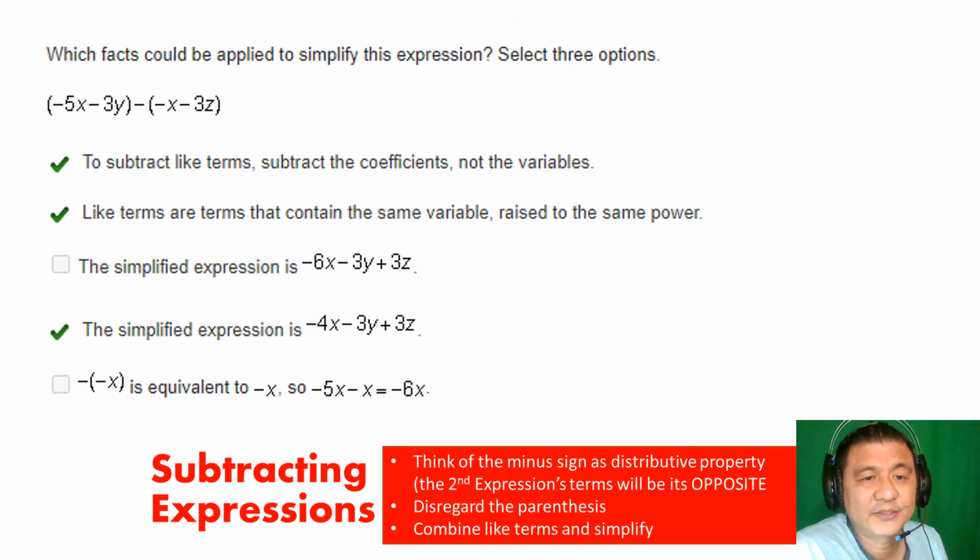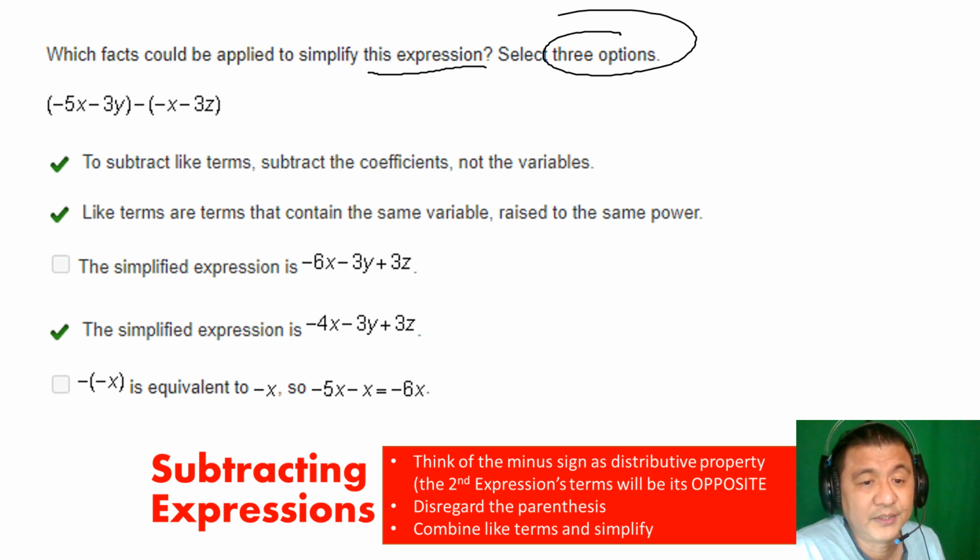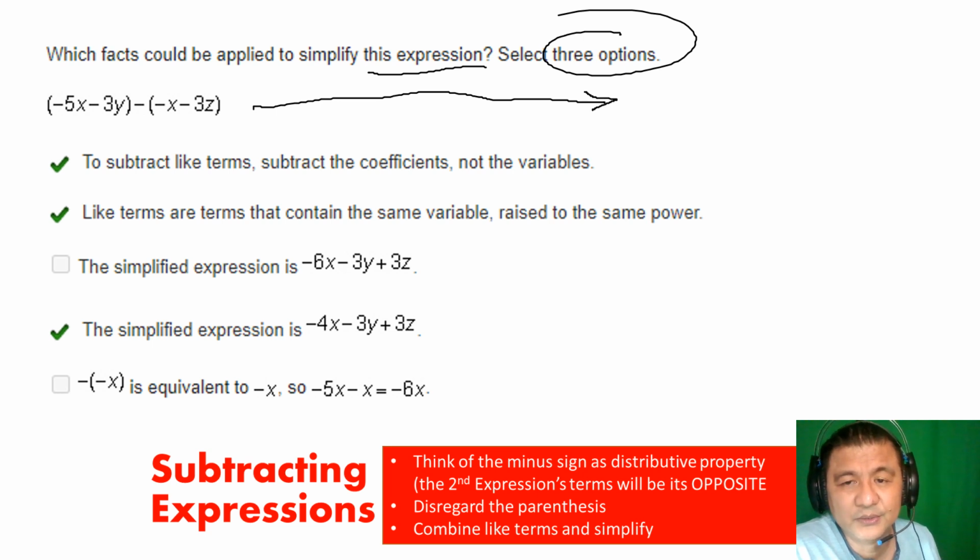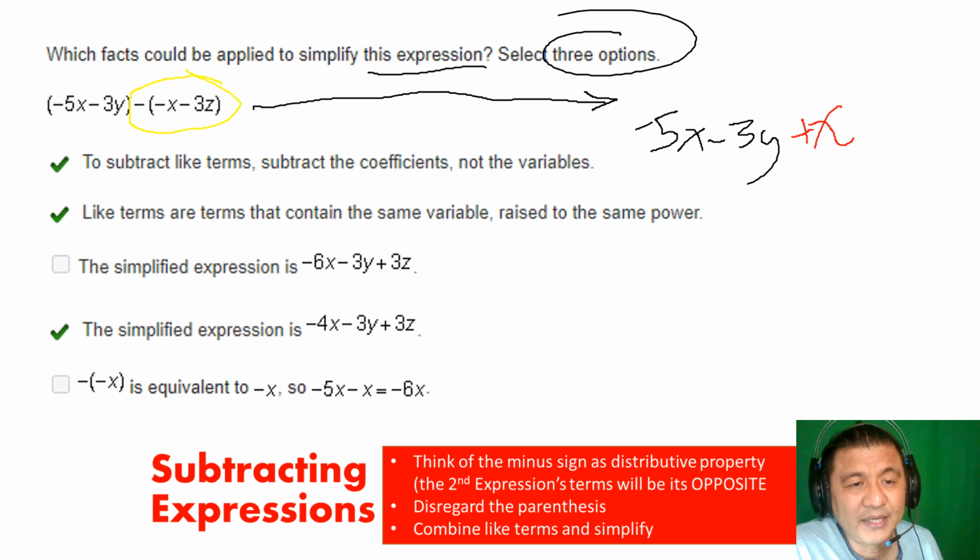Okay, next. Which facts could be applied to simplify this expression? Select 3. So 3 of the following are correct. So before we do that, let's solve this first. Okay, so negative 5x minus 3y. But take note, warning here, because there's a minus. Again, it will change the numbers inside. Negative x becomes a positive x. Minus 3z becomes, opposite of minus is plus 3z.